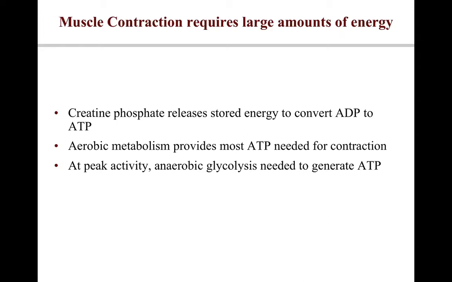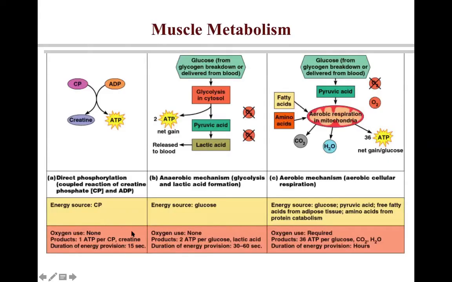Okay, but the main energy source of ATP takes place in a little bit different manner. So here you can see the different ways of muscle metabolism, how it is occurring. Number one is the direct phosphorylation that we just learned, with the help of creatine and creatine phosphate. And then there are two processes that take place. One is known as the anaerobic mechanism or glycolysis. The other is known as the aerobic mechanism or aerobic cellular respiration.